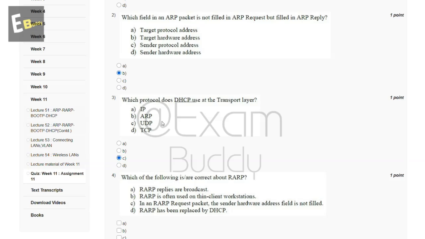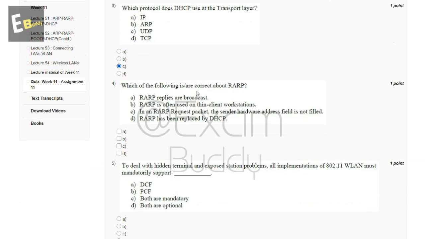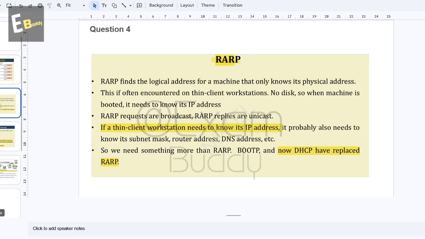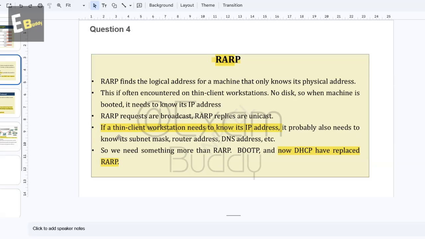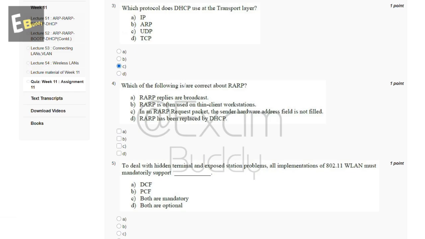And now let's go to our question number 4. Which of the following is/are correct about RARP? So these are the options, and now let's check the explanation. So the explanation says RARP is used if a thin client workstation needs to know its IP address; now DHCP has replaced RARP. So the answer of our fourth question is B and D.